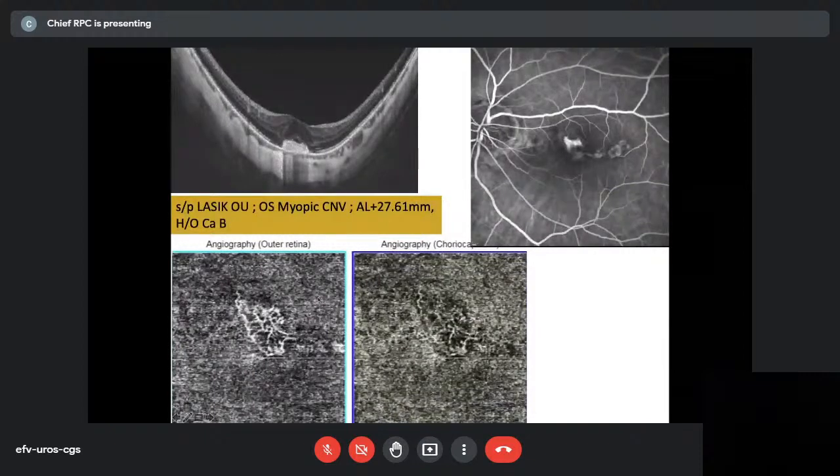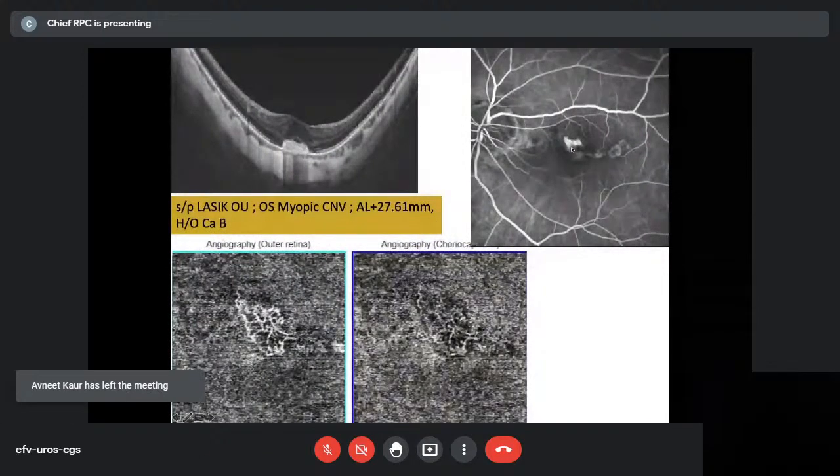So this is a patient who had LASIK done. Many of the myopes do have LASIK or some procedure done. So he had a myopic CNV, the axial length was high, and there was a history of CA breast, but not a metastasis. There's a small elevated mass in the subretinal space with the retina lifted over it. The OCTA showed us the neovascular membrane. So when you see this neovascular membrane and think it's this kind of picture, you would like to inject. And even the fluorescein shows the leaking CNVM.